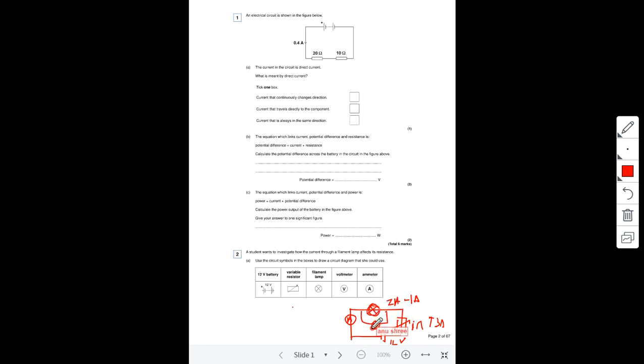Is this clear? If 1 amp of current is flowing, this lamp has a different resistance. If 2 amps of current is flowing, then this bulb has a different resistance. Is this clear? Yes. Okay, so this is the investigation.